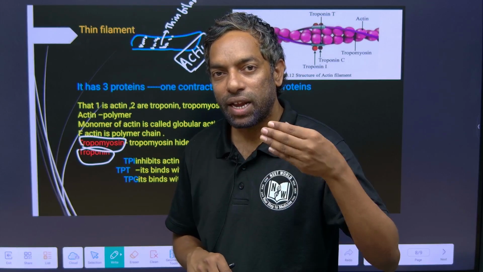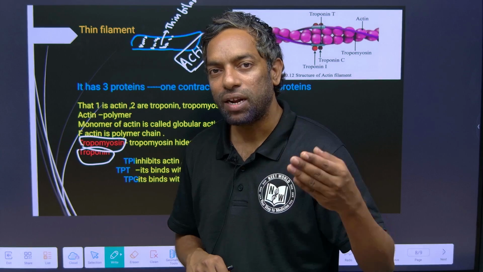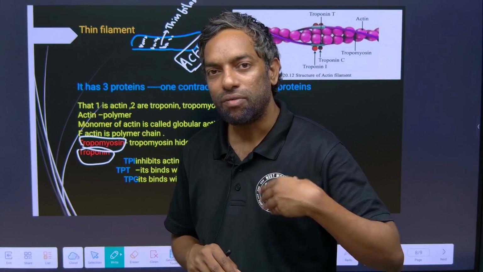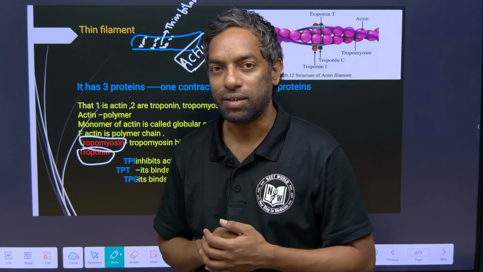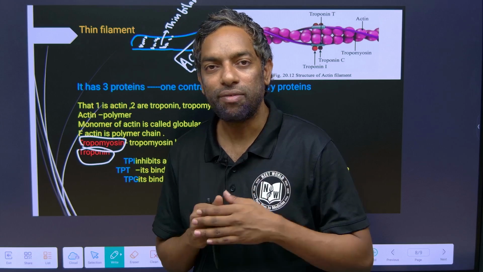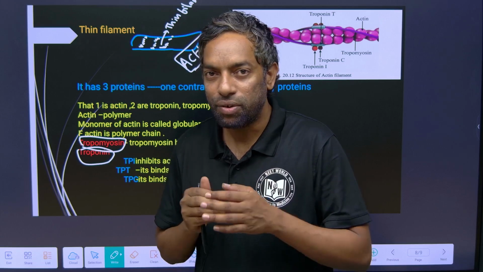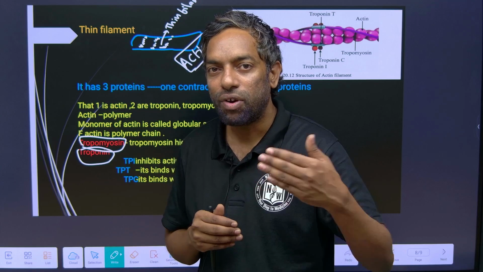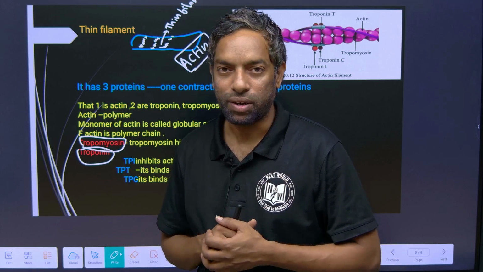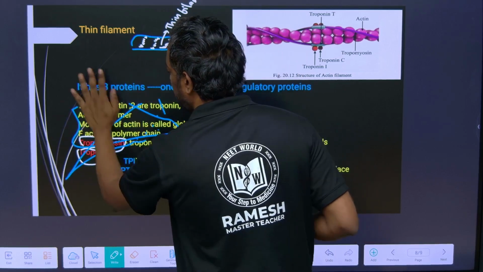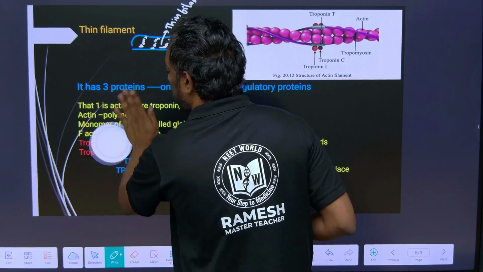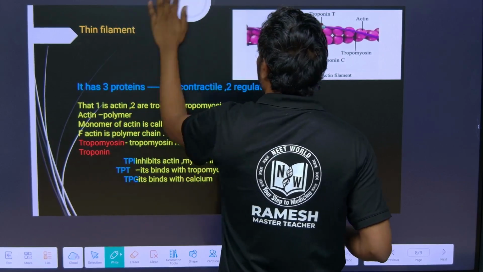Regulatory proteins can decide at what time the muscle contracts and at what time it relaxes, they can regulate it. Contractile proteins are themselves involved in the contraction, they do not regulate. Yes, we are going to discuss troponin, tropomyosin and actin, the contractile protein.